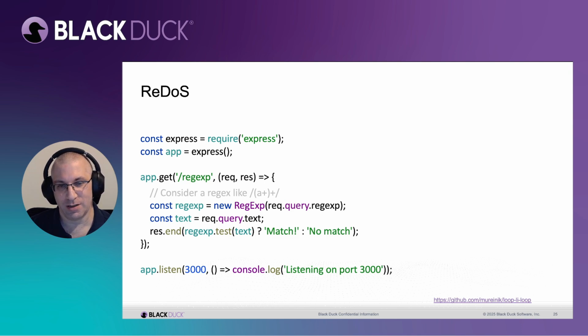Regex has a lot of power that you don't always need. Specifically, PCREs, Perl-compatible regexes, have a feature called backtracking, where a wildcard can refer to a capturing group before it. So if you consider the regex in the comment here, parentheses A plus plus, this is a regex that looks innocuous. It's a couple of characters long, but once you think about it, it's super complex.